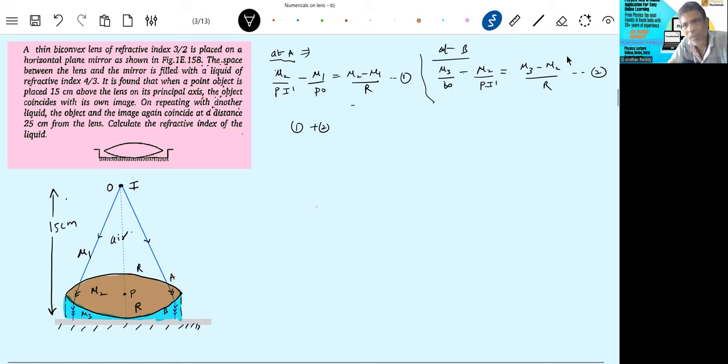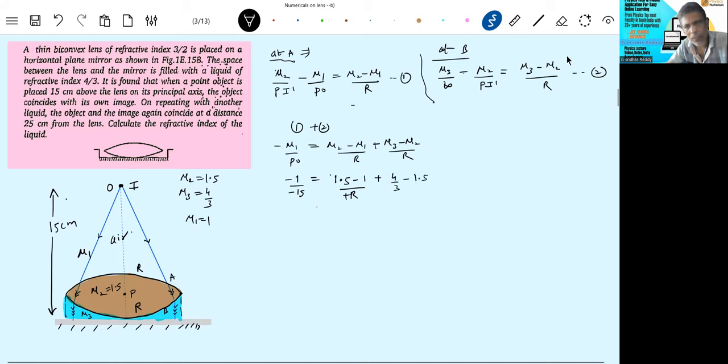Adding 1 and 2, this will be mu 1 by u equals mu 2 minus mu 1 by r. Here u will be, mu 1 is 1, minus 15. The refractive index mu 2, how much? 1.5. So mu 2 is 1.5, mu 1 is 1. The value of r, this r should be positive. This mu 3 is how much? 4 by 3, minus 1.5 by minus 1. Solving this, we'll get the expression for R.